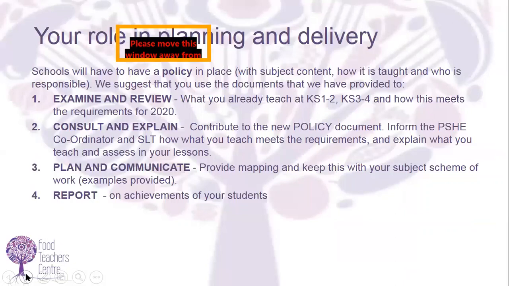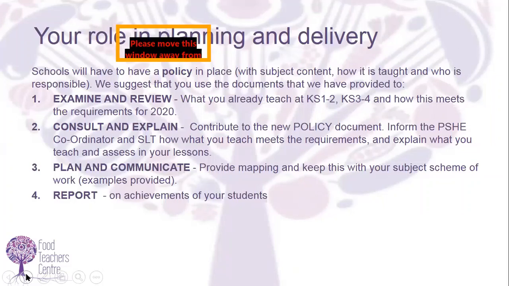So yeah, just a few slides on the role in delivering this. And as Frances has mentioned, this is much wider than just about healthy eating and food, but there's a particular role that those that are specialists at both primary and secondary in food and nutrition education can play in this very important new set of statutory requirements in schools. So I'm just going to talk about your role, as it relates to food, of what you might be able to offer.